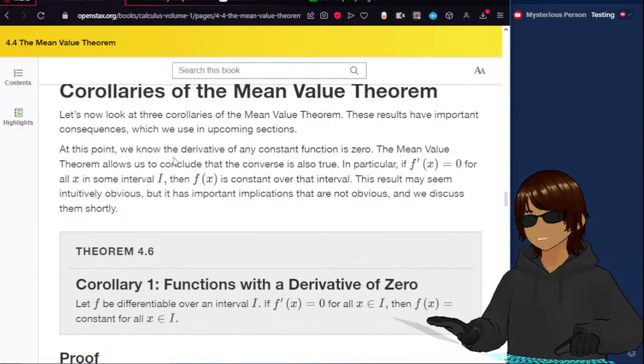At this point, we know the derivative of any constant function is 0. The mean value theorem allows us to conclude that the converse is also true. In particular, if the derivative is 0 for all x in some open interval, then f of x is constant over that interval.